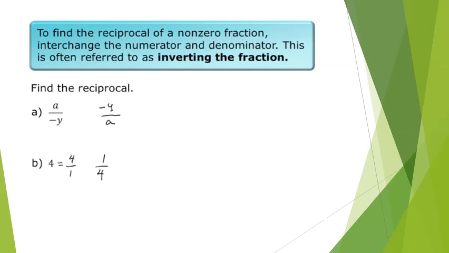So as an example, for a over negative y. When something is asking you to find the reciprocal, you're just flipping it. So negative y is in the denominator right now.